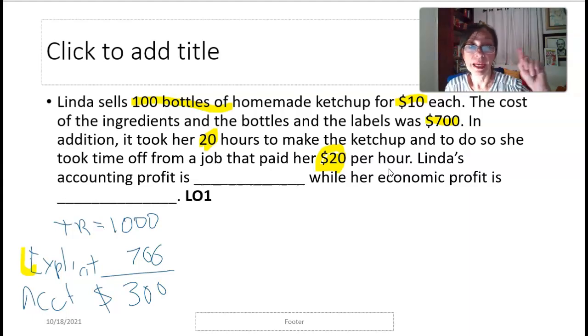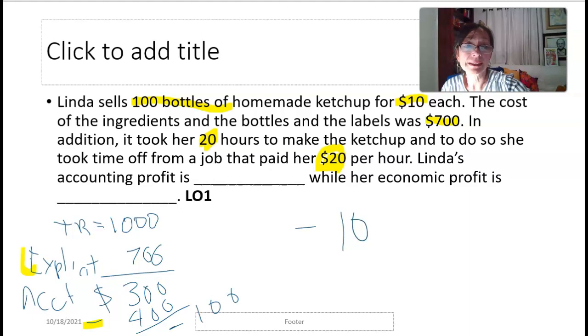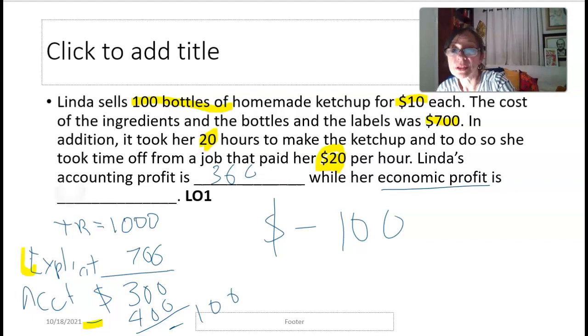So now we want to find out economic profit. So here we have, down here in our little table, accounting profit 300, and according to our formula, now we take out our implicit cost, which was, so it's going to be minus 400. And what does that give us? That gives us a negative $100. Okay, so she actually lost money by doing this project of hers. Okay, so her accounting profit was $300 and her economic profit was negative 100.